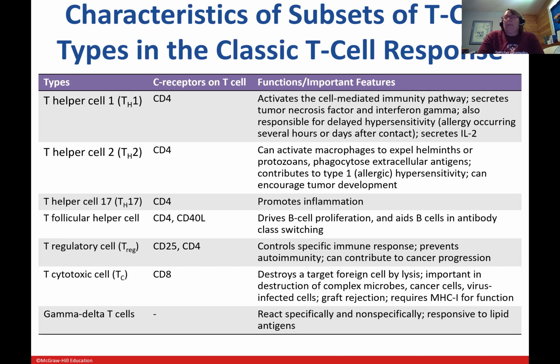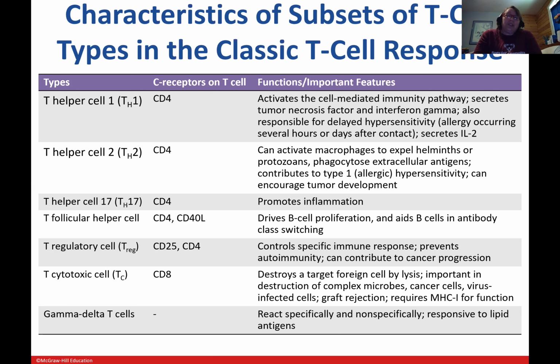Now, this type of T cell is also involved with a type of immune response called delayed hypersensitivity, and we're going to talk about that when we do the lectures for chapter 14. It's an allergy that tends to occur hours or days after contact. And these T cells also secrete a cytokine called IL-2.